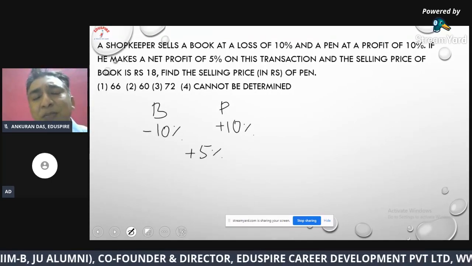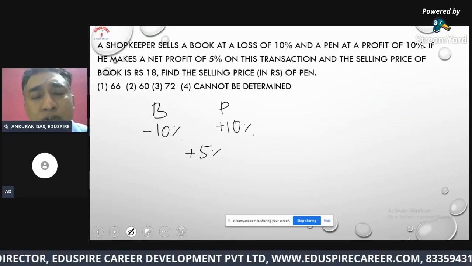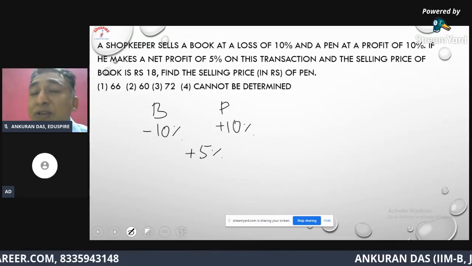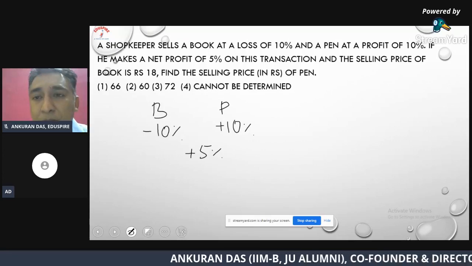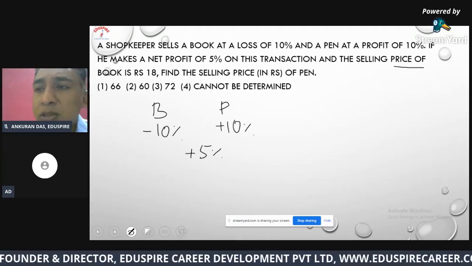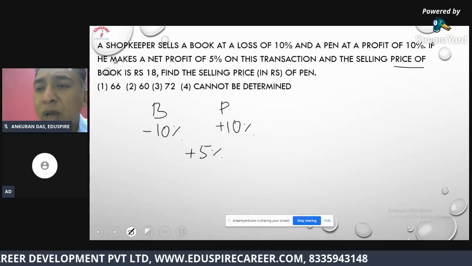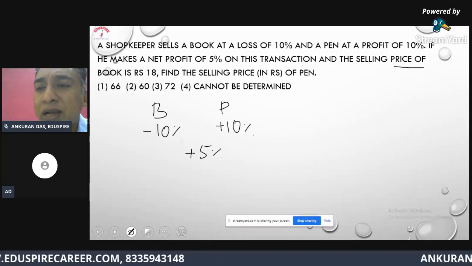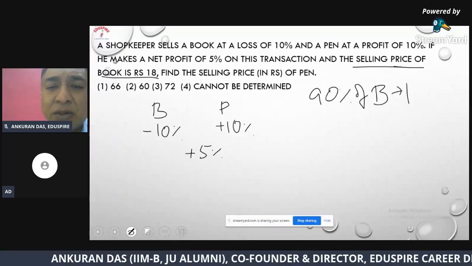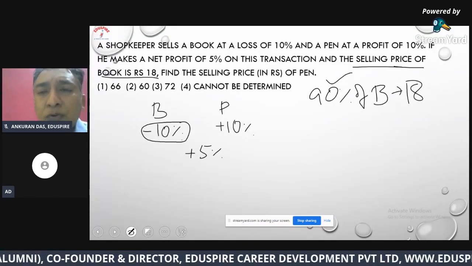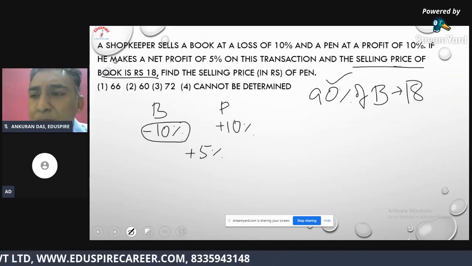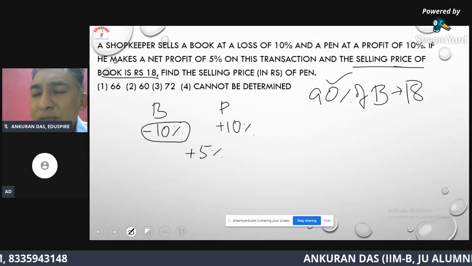Now always remember, these are percentages of what? These are percentages of cost. Remember, I told you in the beginning, all percentage profit or percentage loss is always with respect to the cost price of the product. Now you see, the interesting thing about the question is, they have said the selling price of the book is 18 rupees. So I can say 90% of the cost price of the book is equal to 18, right? Why did I say that? Because there is a 10% loss on books, so the selling price will be 100 minus 10, that is 90% of the cost of the book, right? Which means I can say the cost of the book is 20 rupees definitely.